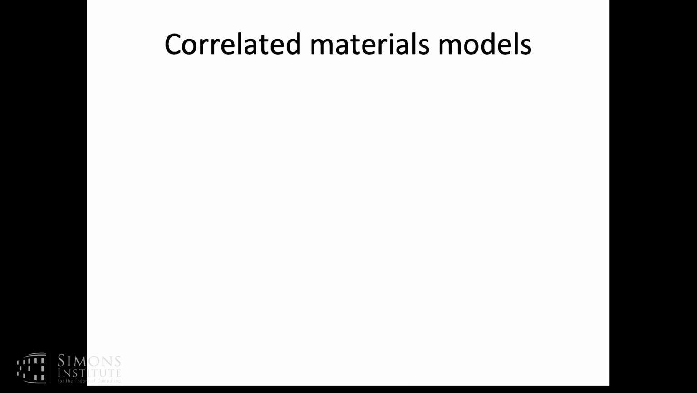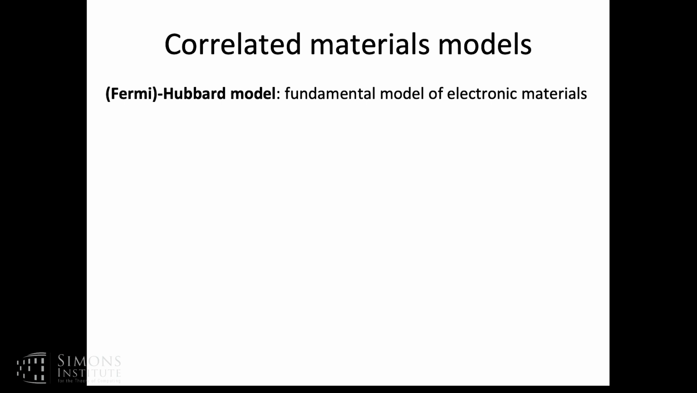And then finally, I'll just say a little bit about materials. I mean, you could show lots and lots of these slides. Often when one's talking about the physics of correlated materials, one talks about them in terms of models. Perhaps the most famous model is the Hubbard model. Nowadays, I guess people call it the Fermi-Hubbard model.